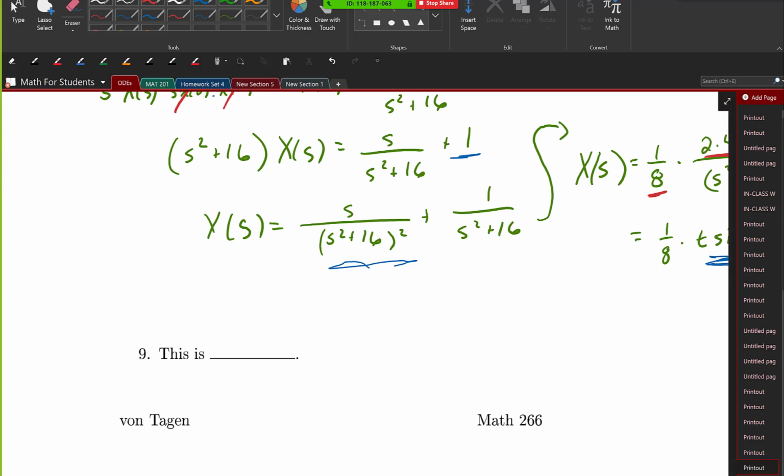What you could do is rewrite this as s over s squared plus 16 times s squared plus 16, and then do partial fraction decomposition on that. That would be a little bit of a pain, but you would eventually decompose it, and I think that would help you in the process of bringing it back. I'm not exactly sure how it would all work out, but I think you could get there the same way.